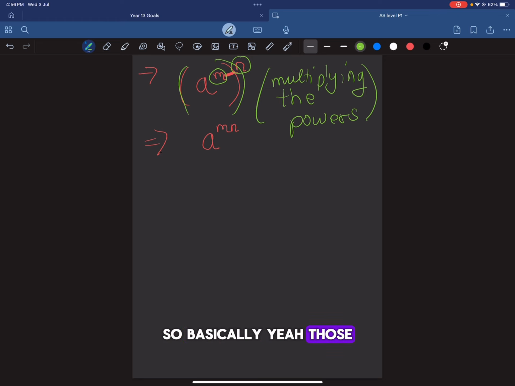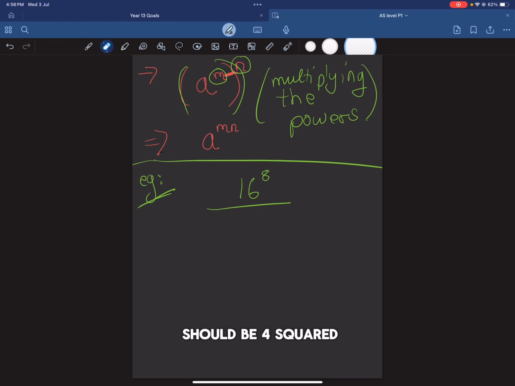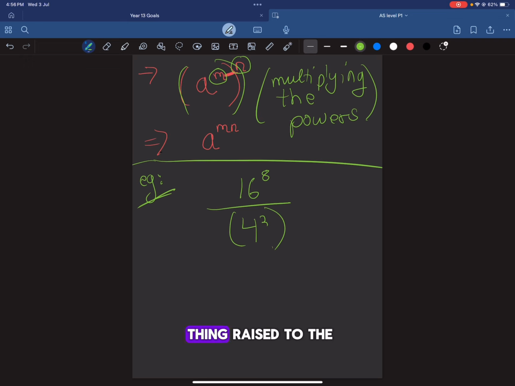Okay, so basically, those were the 3 laws, but what I feel is we need an example that can cover everything at once. So here I have an example. Let's say we have 16 raised to the 8th power, and we divide it by 4 cubed. Oh, actually, my bad. It should be 4 squared, and then this whole thing raised to the 6th power. Now I know you might be wondering that 4 squared is 16, and then you can write 16 to the 6th power, but that is not how you're gonna do it. That's a mistake. Instead, we'll write the 16 as 4 squared.